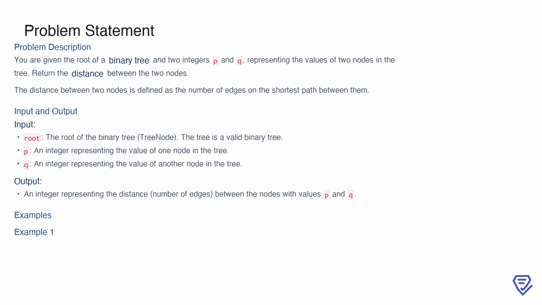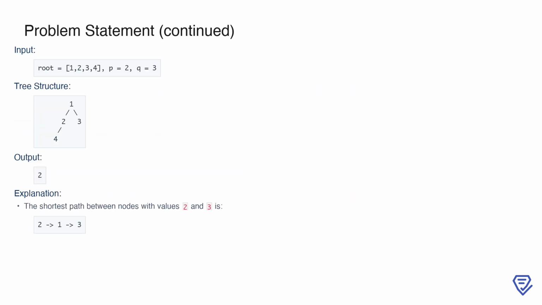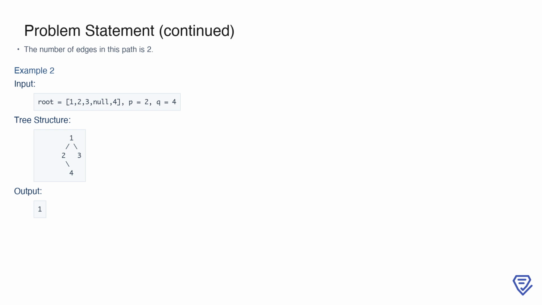Let's look at some examples to clarify the problem further. For the first example, the input consists of a binary tree represented as root equals 1, 2, 3, 4, with p equals 2 and q equals 3. The tree structure looks like this. The root node has a value of 1, with two children, 2 and 3. Node 2 itself has a left child with a value of 4. To calculate the distance between nodes with values 2 and 3, we find the shortest path connecting them, which is 2 to 1 to 3. This path passes through two edges, so the output is 2. Here, we can see that the shortest path between nodes 2 and 3 consists of exactly two edges.